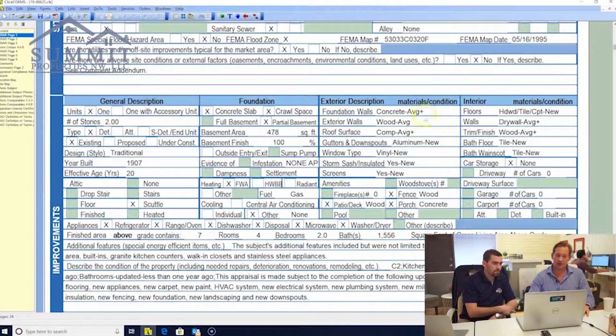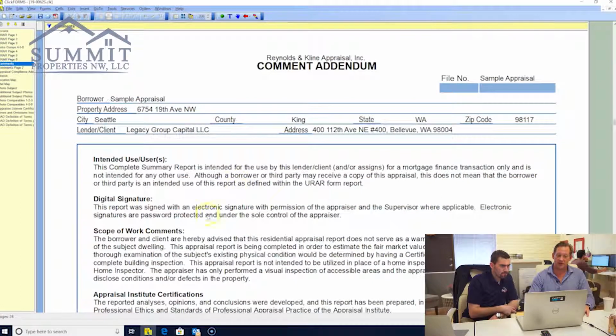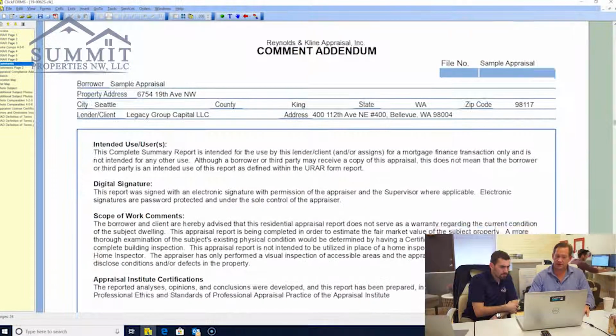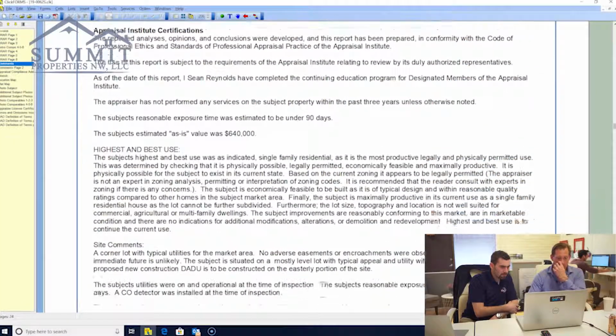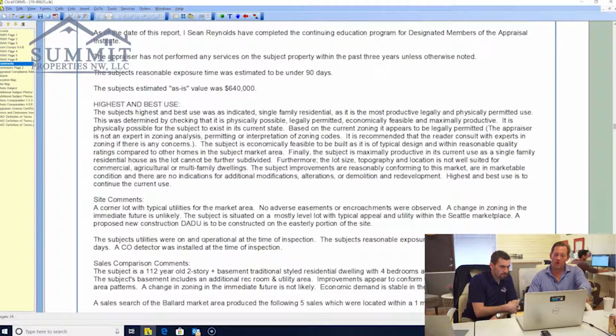All right, so then, are there any adverse site conditions or external factors? This is kind of talking about the site. So this is the comment addendum. So then we go to the comments, and we've got some canned comments here at the beginning. So there's kind of a more breakdown on highest and best use, what it is. And if you want to read that, it kind of tells you exactly what the criteria has to be for highest and best use.